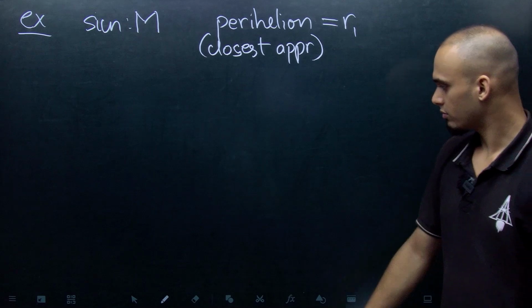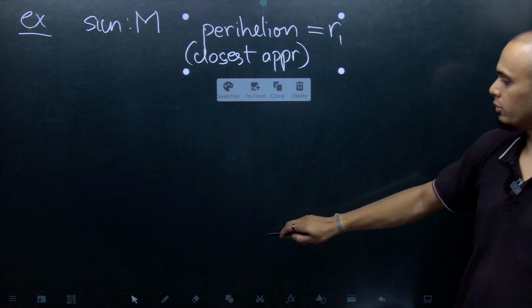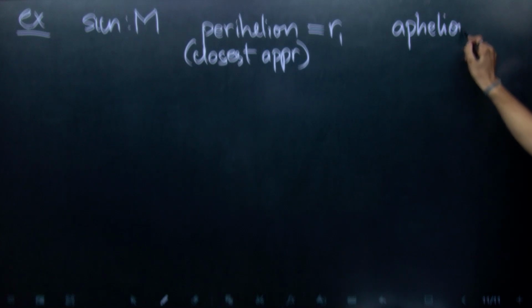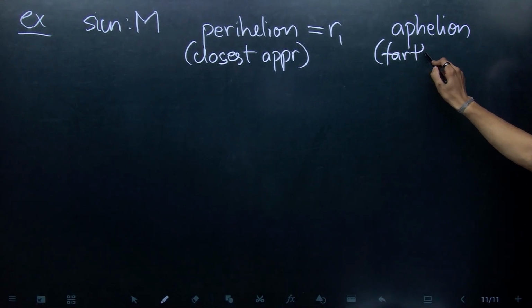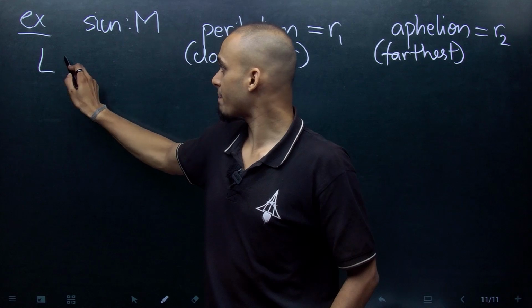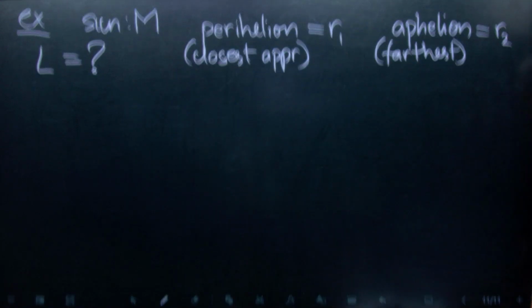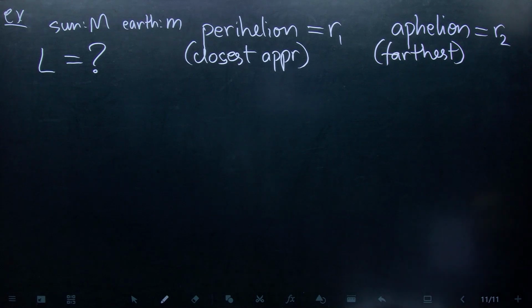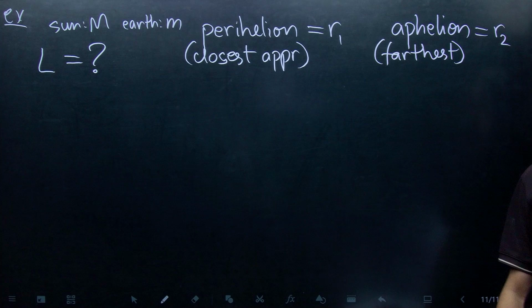The earth has a perihelion distance of r1, which is given to you, and the farthest approach, known as aphelion, is given as r2. You need to calculate the angular momentum of the earth in terms of only M, r1 and r2. All you've been given is that the mass of the sun is M, the closest approach is r1, and the farthest approach is r2. You need to calculate the angular momentum of the earth.